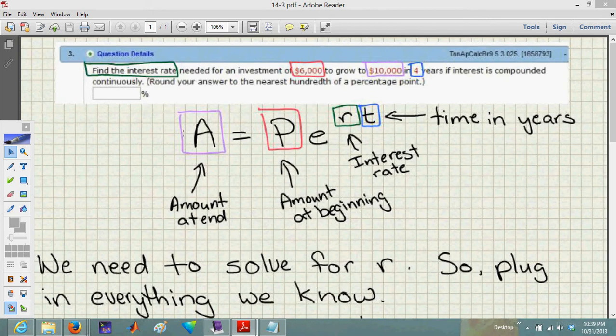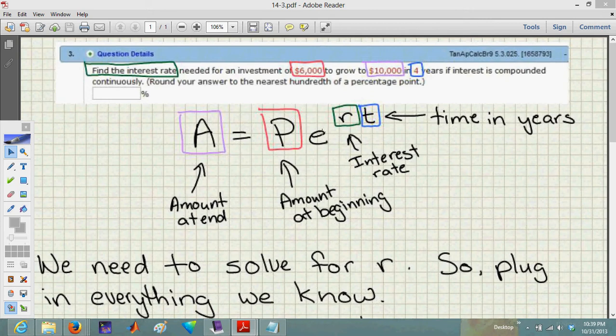So this A here is just the amount that we want to end up with, or the amount that we did end up with, depending on the question. The P here, the principal, that's the amount that we start out with. It's the money that's invested. It's the first amount of money that we start out with, or the amount of items that we start out with in these questions.